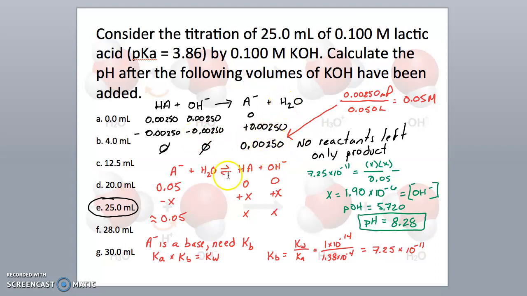So I take this amount of conjugate, and this is moles. I'm going to convert that into molarity using the total volume, 25 mils and 25 mils, 50 mils, and I've got my molarity now. And now I can put this molarity into here and do an ice table. I've got 0, 0, minus X, plus X. This is about 0.05. Solve for X, and I can get the X is the OH minus concentration. So I can get the pOH and then get the pH at 8.2.